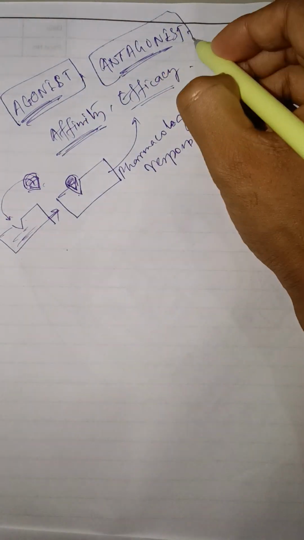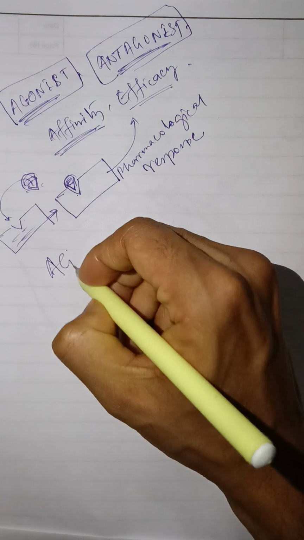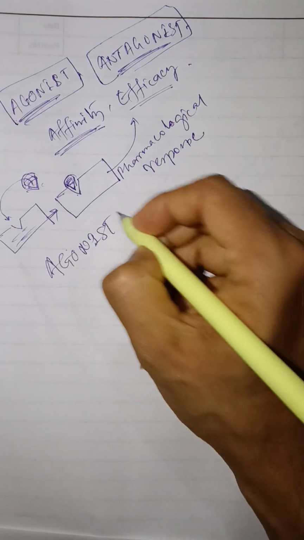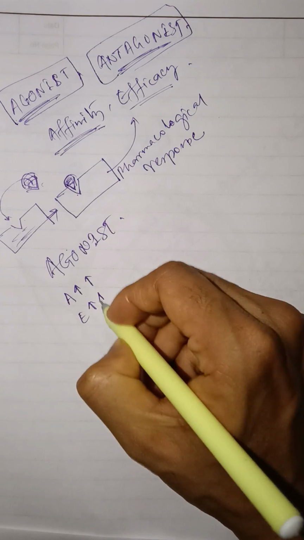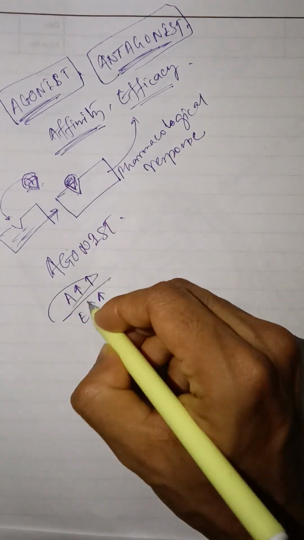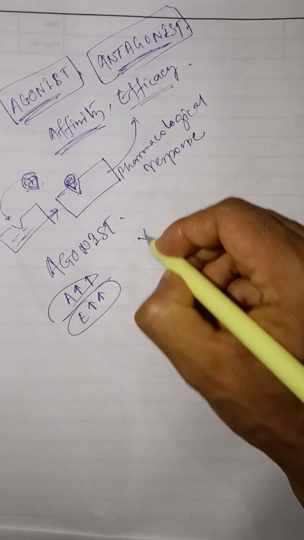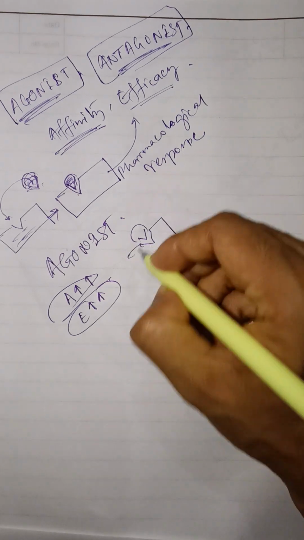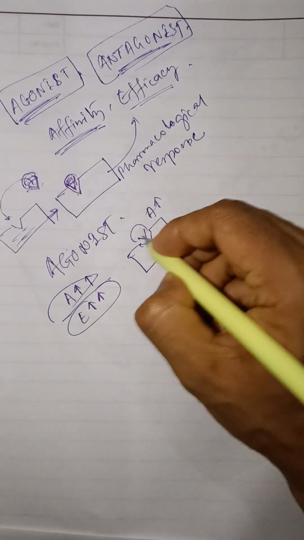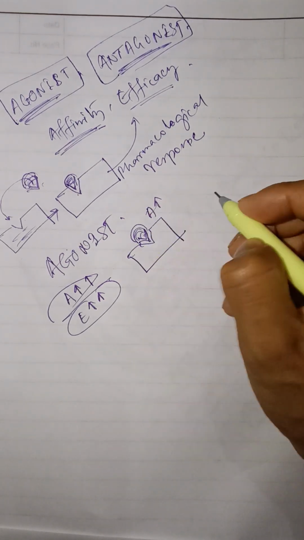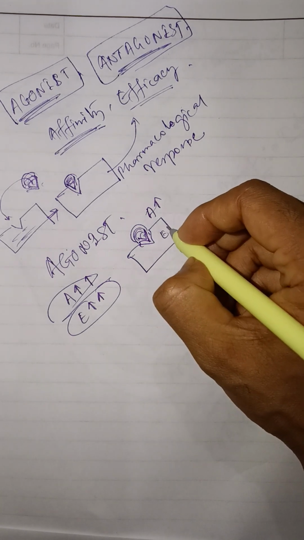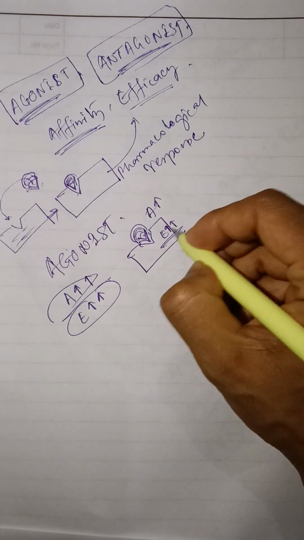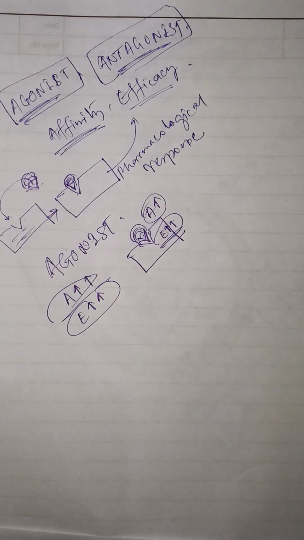In the case of an agonist, the drug will have more affinity and also more efficacy. Both will be more. So this is the drug. It will bind to the receptor, and it will show more affinity, that means it will bind tightly or properly. After binding, it will also show its efficacy properly. It will show its pharmacological action. That's why more efficacy and more affinity.